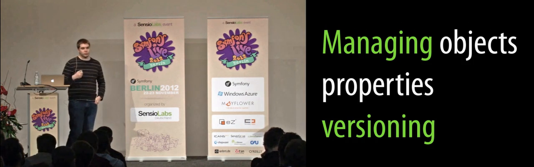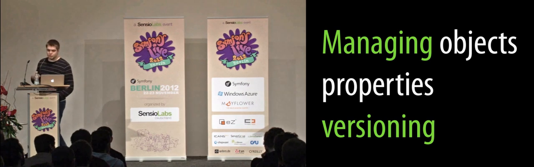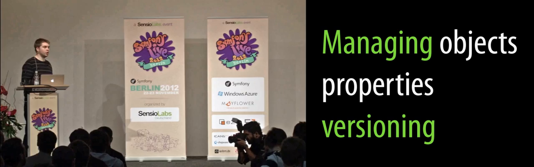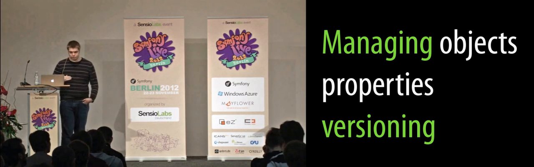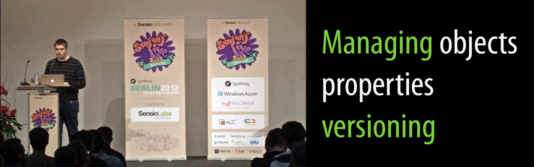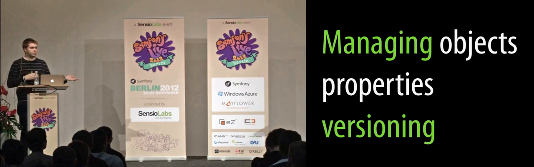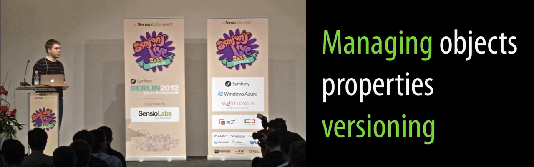I think this one is one of the most interesting features of this serializer component. It allows you to specify which properties you want to serialize depending on the version. If you have an API, you want to provide a REST API, and you support versioning. So depending on the version, you will expose more or less data in the outputs.